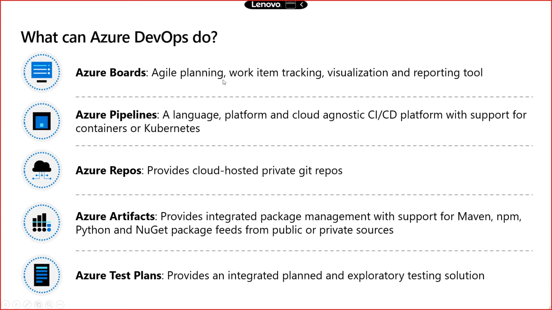So agile planning you will be able to do, you will be able to develop your work items, you will be able to visualize things, you can see the dashboard. This is kind of a reporting tool where you can assign the work, you can move the work from new to assigned to doing, and then it is done. So there are multiple steps through which you can move your work item in Azure Boards.